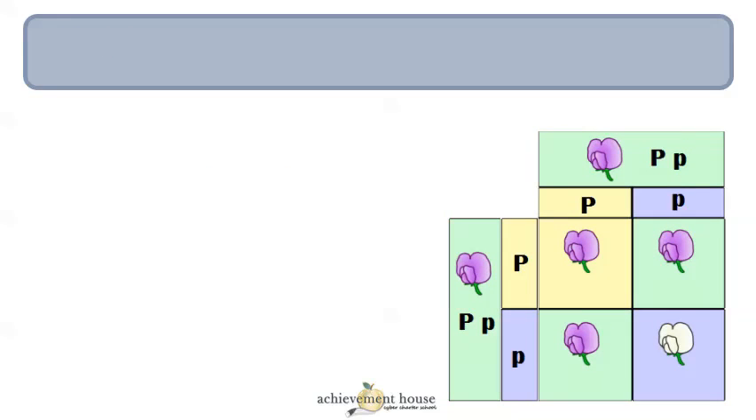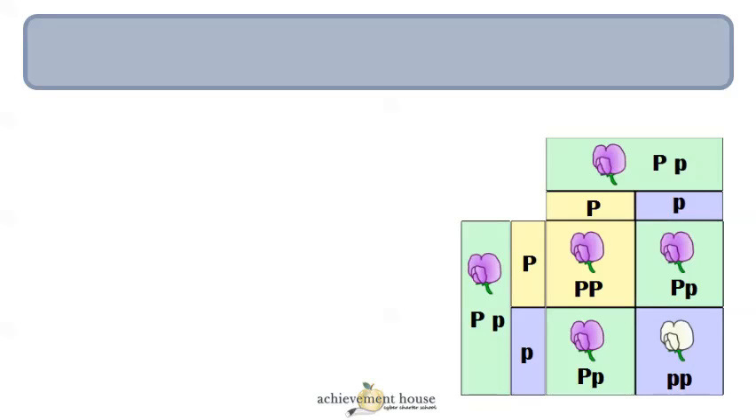One parent's up top and the other's on the side. Now we just need to fill in our alleles. Remember, alleles are forms of a gene. Let's take a look at the offspring. About 25% will be big P big P. Half of them are big P little p, and 25% little p little p.